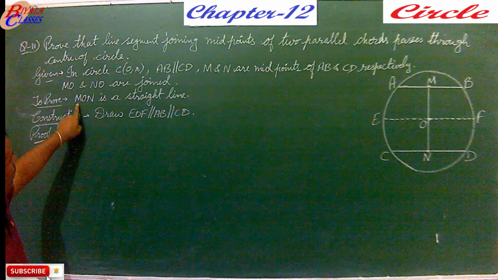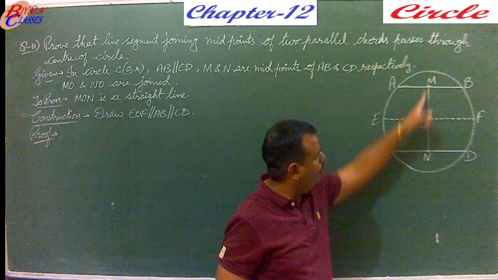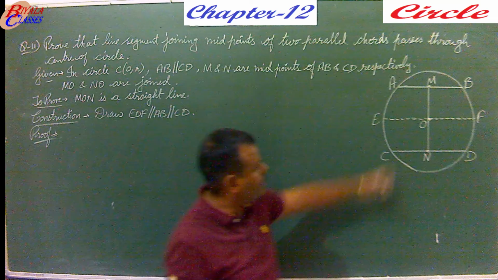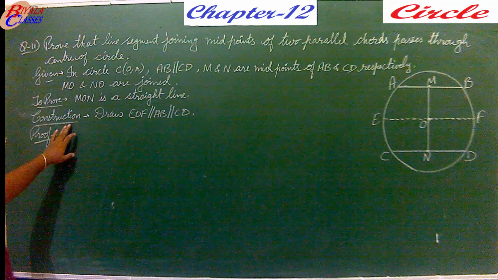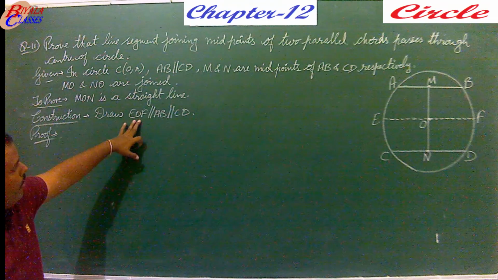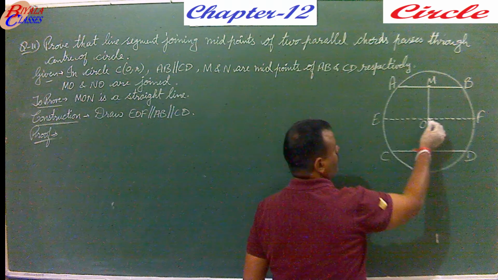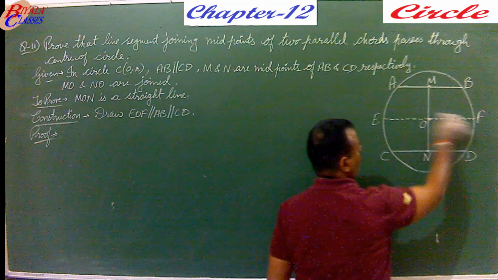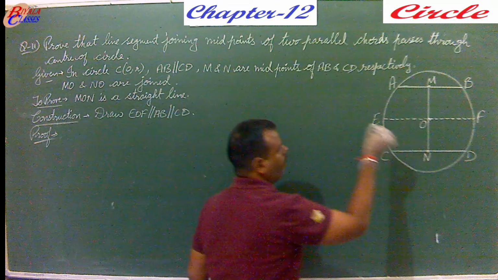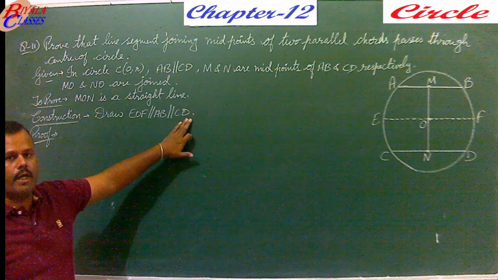To prove MON is a straight line, we have to prove that the points M, O and N are collinear, that is, they form a straight line. In order to prove this, we will need a construction. Construction: draw EOF, meaning a line segment EF which passes through O. EOF is parallel to AB, and because AB is parallel to CD, EOF will also be parallel to CD. So EOF is parallel to AB, parallel to CD.